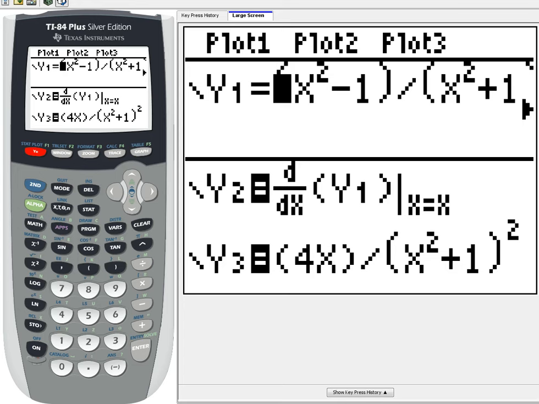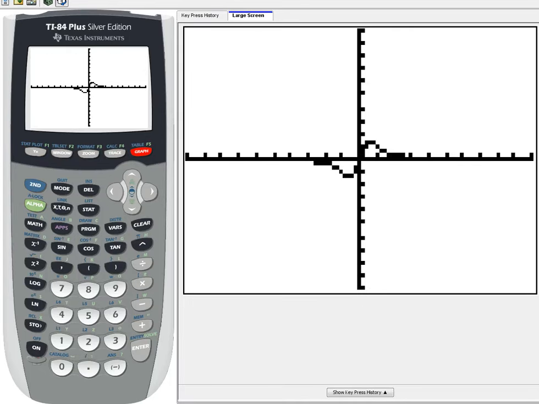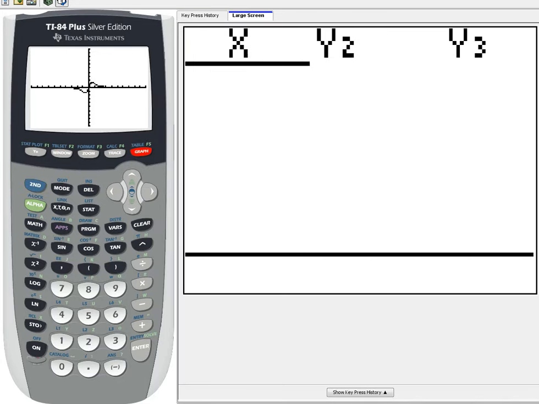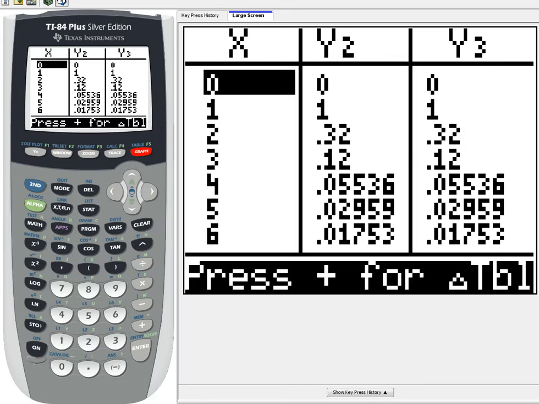If I did this right and I was able to find the actual derivative, they should look the same. So I hit graph. Now look, it's the same. There's one graph, right? And how can I even see it's the same? If I go over here to the table, they show me the outputs of y2 and y3, and look, for every x value, the same y values.